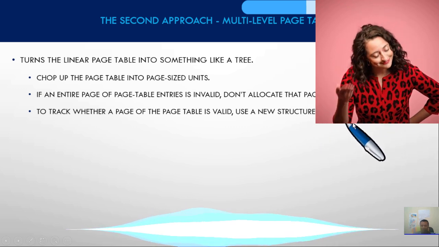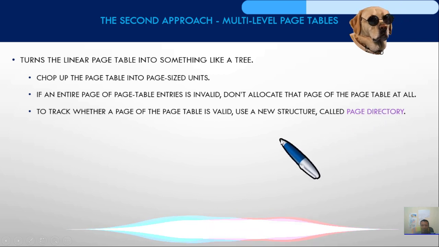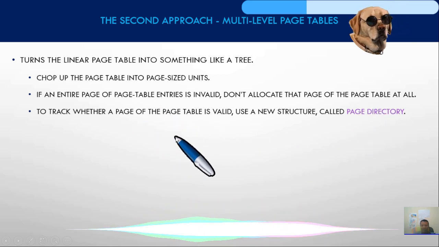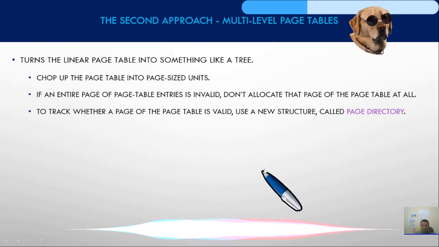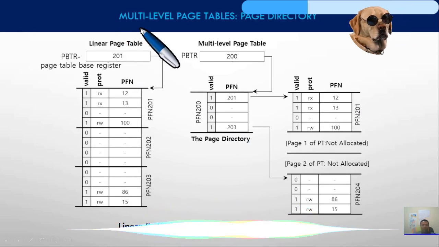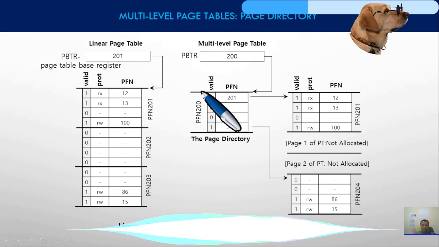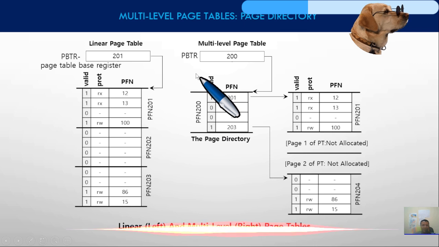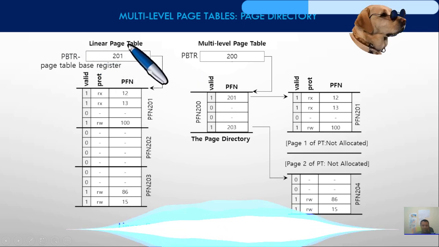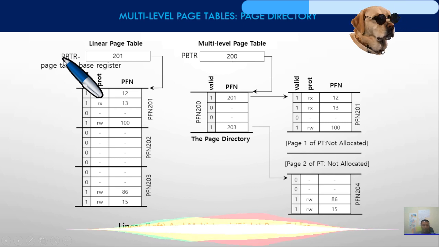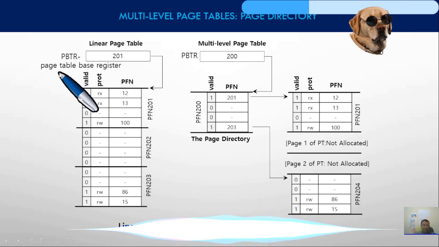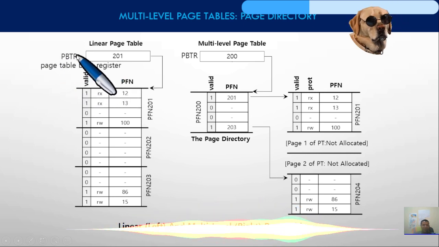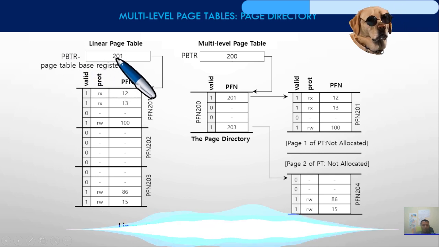So what this page directory will do is check the page table entries and see if they are valid or invalid. If it is invalid, then the page directory will reject it, and it will not include it in the page directory. Let's see an example. This is a multi-level page table. We have the page directory here. Let's say we have the linear page table here, and the page table base register, and this is 201.